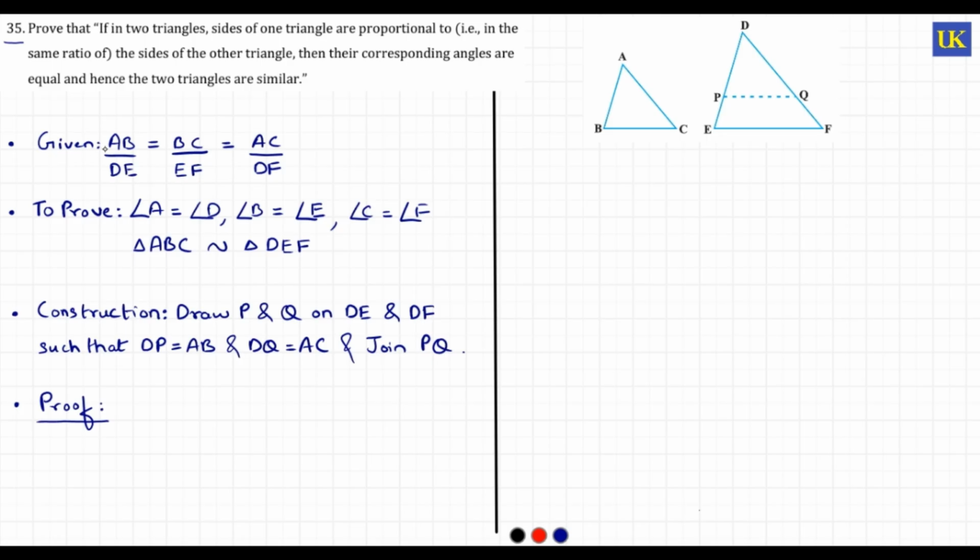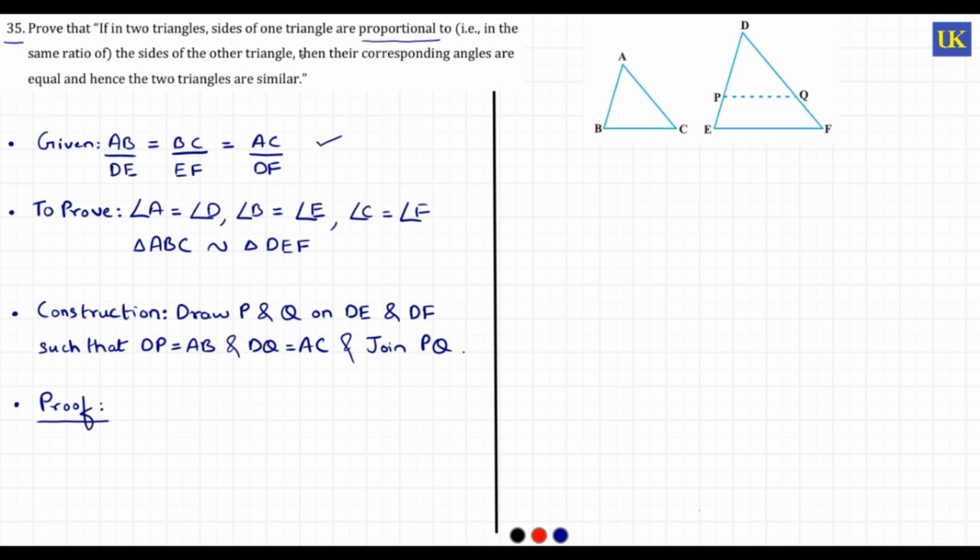What is given is that the sides are in proportion, so we can write AB upon DE, this side AB upon this complete side DE, is equal to BC upon EF, is equal to AC upon DF, complete DF. Because they are saying that the sides are in proportion, we can write it in proportionality form.